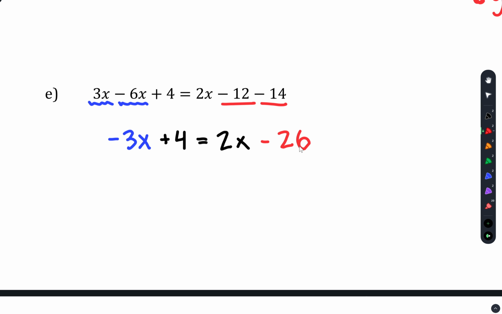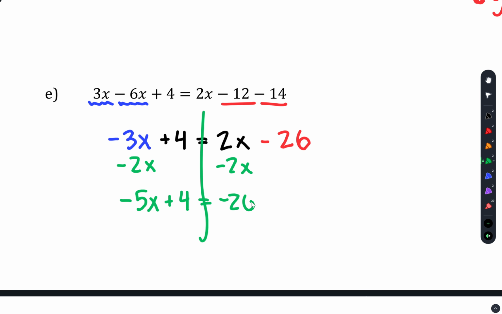Reed says let's move it all to the left side. So subtract 2x from both sides. We're going to end up with a negative 5x, which I don't like, but it's not bad. We can still do it. I try to avoid negatives at all costs, if possible.